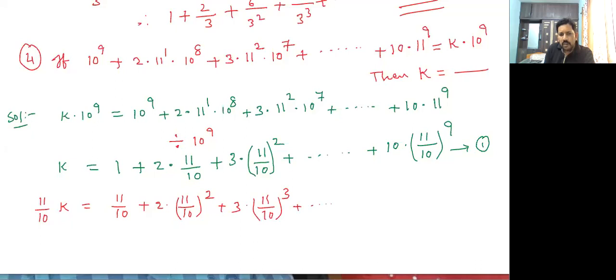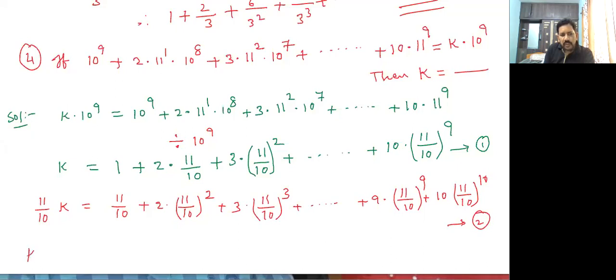and so on. What will the last term be? 10 into 11 by 10 whole power 10. And the term before it, 9 into 11 by 10 whole power 9. This is the second equation. Now we can subtract both.